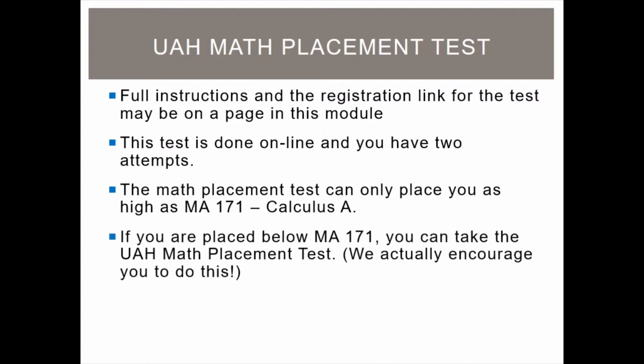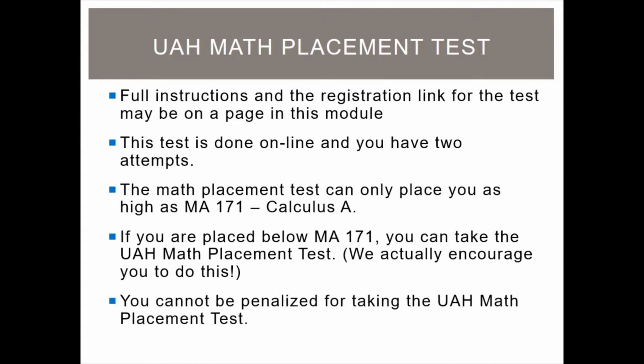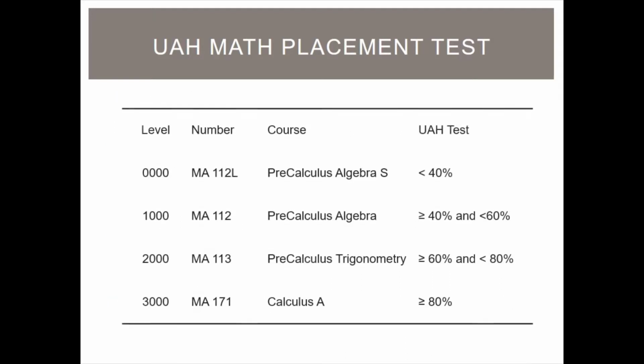If you are placed below MA 171, you can take the UAH Math Placement test. We actually encourage you to do this. You cannot be penalized for taking the UAH Math Placement test. For example, if you are placed in MA 113 by an ACT Math subscore and you score lower on the UAH Math Placement test, you will not be moved down. These are the scores needed for the 4 levels of the Math Placement test.